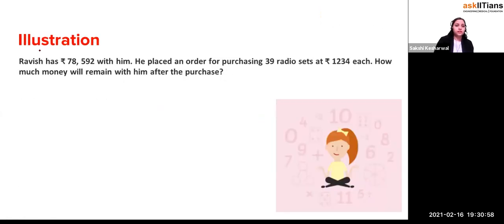Now coming to the next question. It says that Ravish has 78,592 rupees with him. He placed an order for purchasing 39 radio sets, each for rupees 1,234. How much money will remain with him after the purchase? So again, you have to do the difference. The cost of one radio is rupees 1,234.